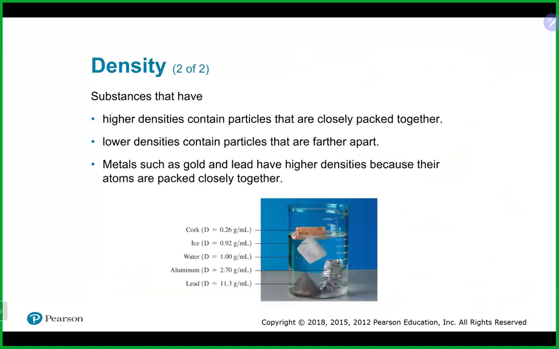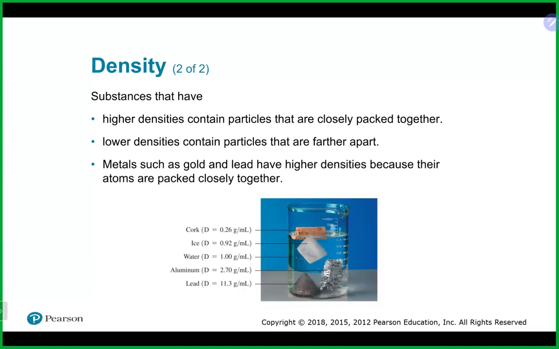So the higher the density, typically particles are packed together a lot closer. The lower the density, usually they're also further apart from each other. One common exception, where that really doesn't hold true, is something that we see most days: ice. Ice is the solid version of water. And when we put ice in our drink, it ends up where? Top, right? It ends up floating on top.